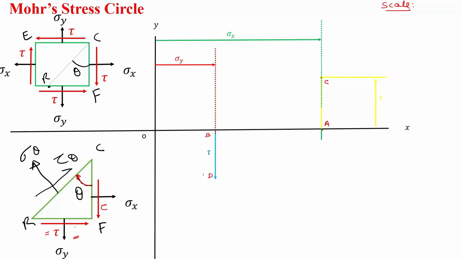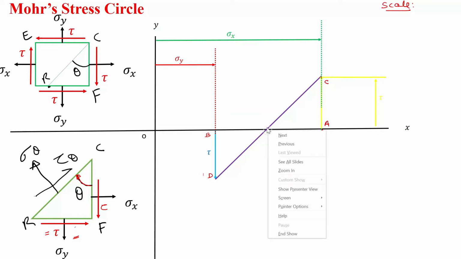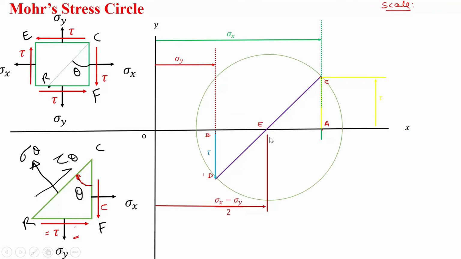So now we just join the C and D point, and it bisects this AB at this place, and let's say this is E point. So now we take EC or ED equal to radius, and we draw a circle here. The center of this circle is E, which is equal to sigma x minus sigma y over 2, and EC is the radius of the circle.